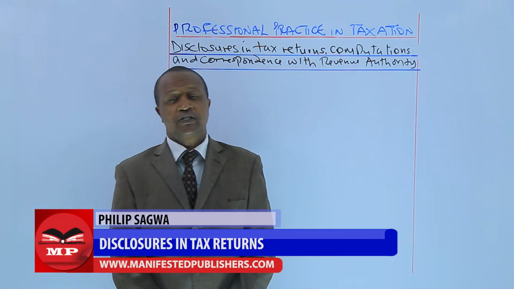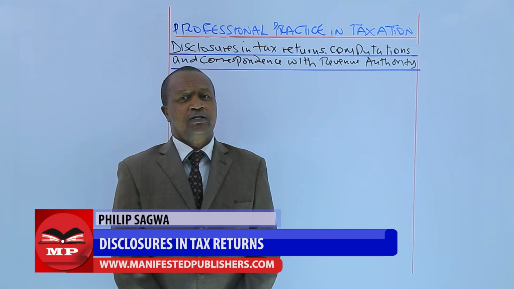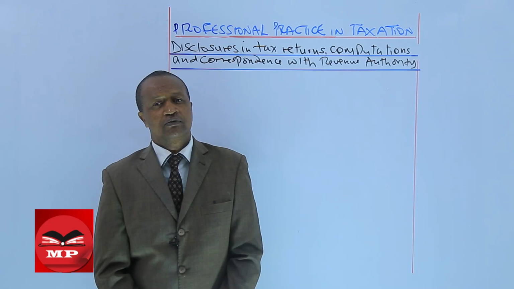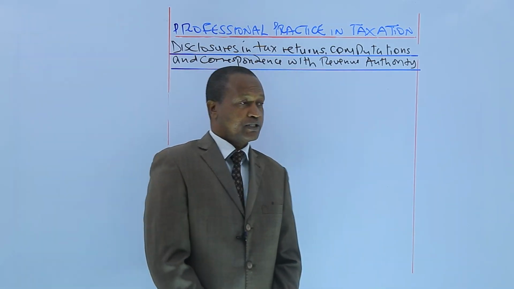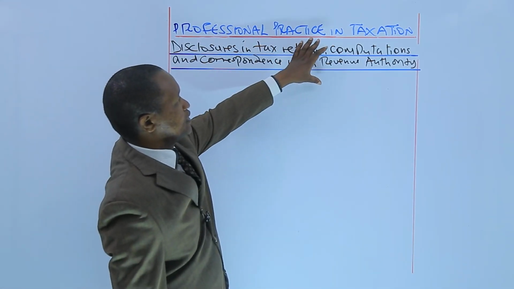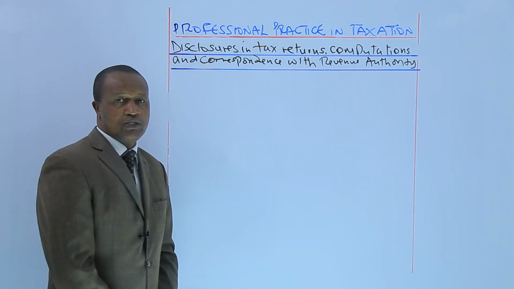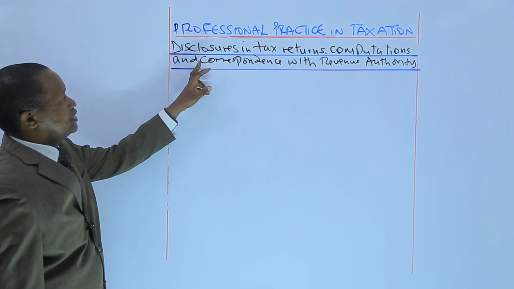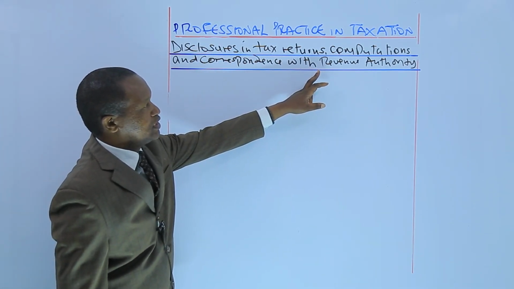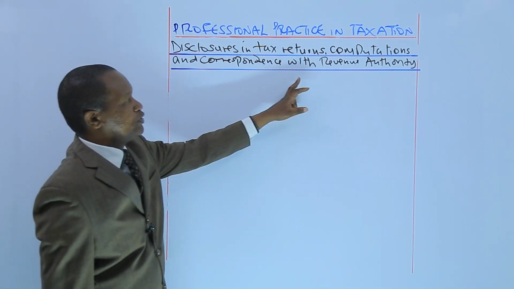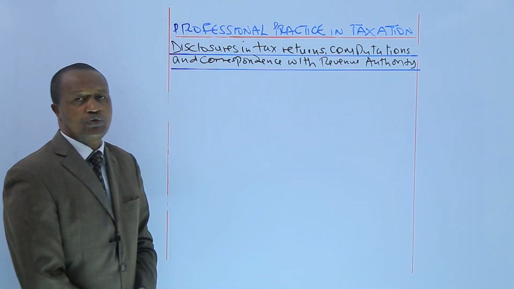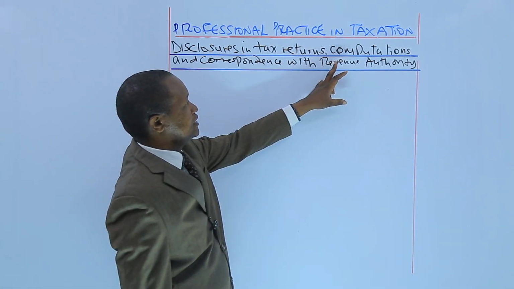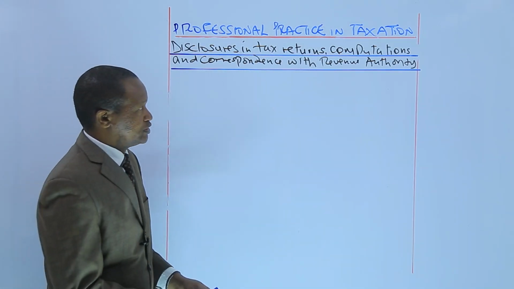The subject is advanced taxation. We've been studying the various aspects of the chapter professional practice in taxation. Today we progress to the next subtopic, which is disclosures in tax returns, computations, and correspondence with revenue authority. We'll begin with disclosures in tax returns and computations.